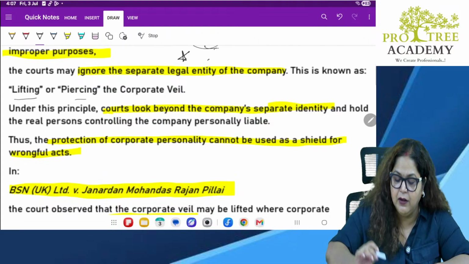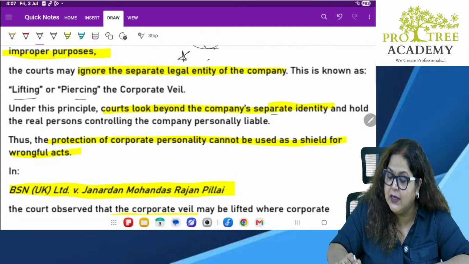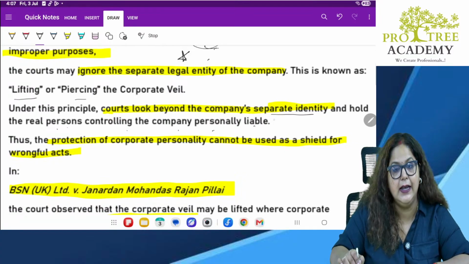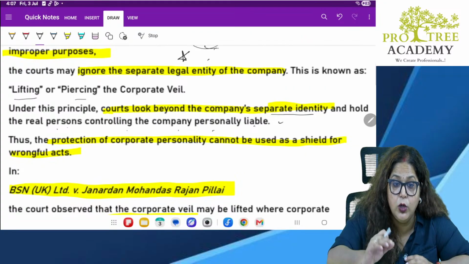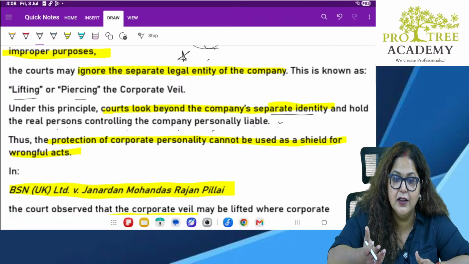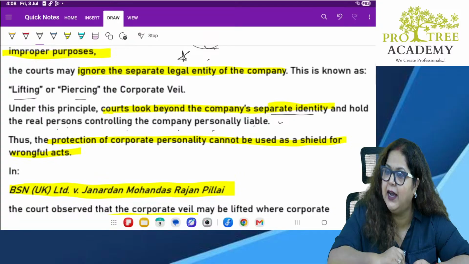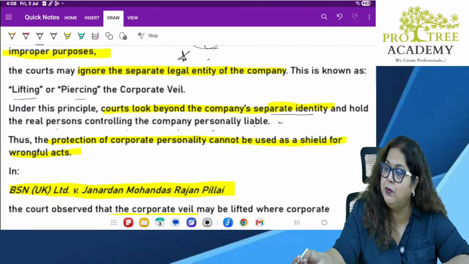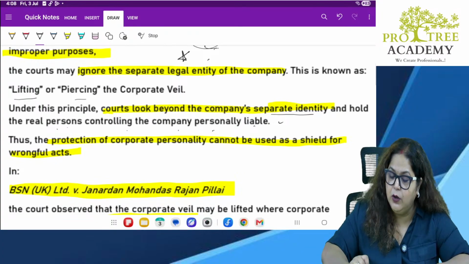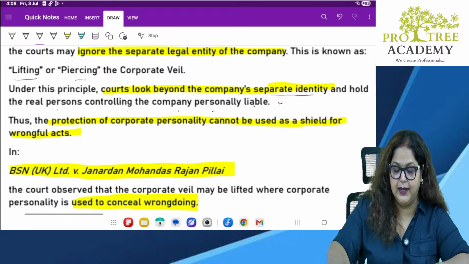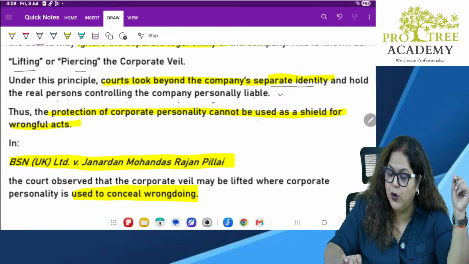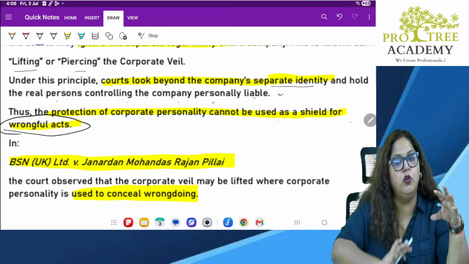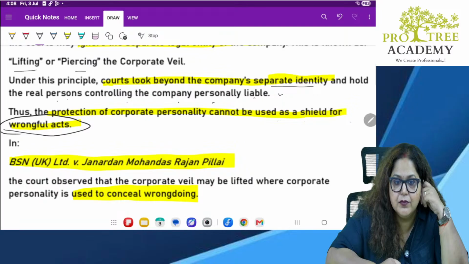Under this principle, courts look beyond the company's separate identity and hold the real person controlling the company personally liable. Who is this person who has control of the company? Which kind of person? Natural person. They are natural persons. So the word control is important. Are you getting this? Which kind of persons are controlling the company? Natural persons. So the court will look beyond the company's separate identity. Thus, the protection of corporate personality cannot be used as a shield for which kind of act? Wrongful act.